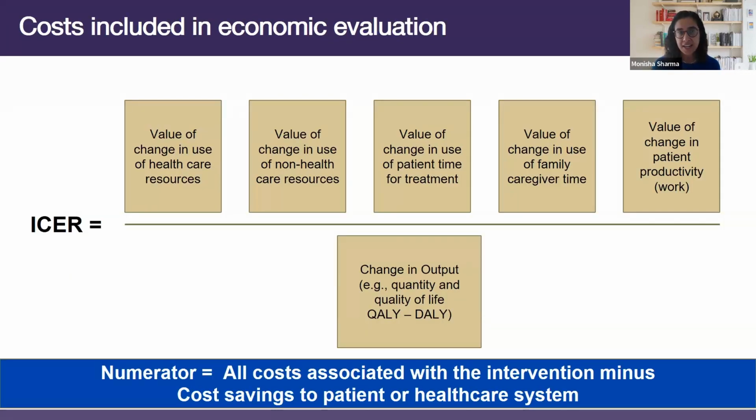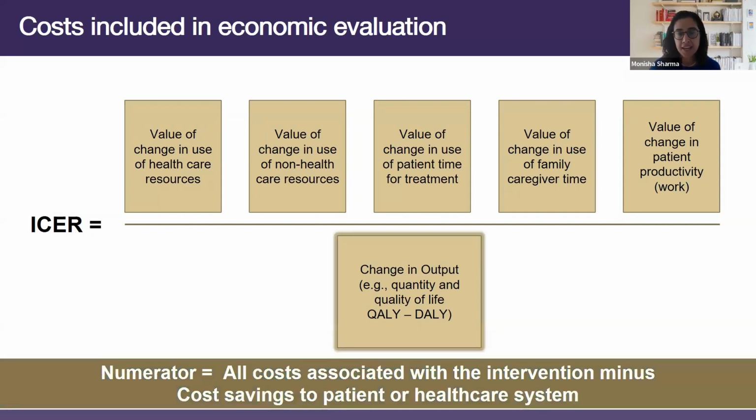And so the costs included in an economic evaluation make up the numerator of the incremental cost effectiveness ratio. So these are all of the change in costs, the resource use, the costs averted by averting disease, and then the denominator is the change in health benefits. This could be measured in life years adjusted for quality of that life, so QALYs or DALYs.